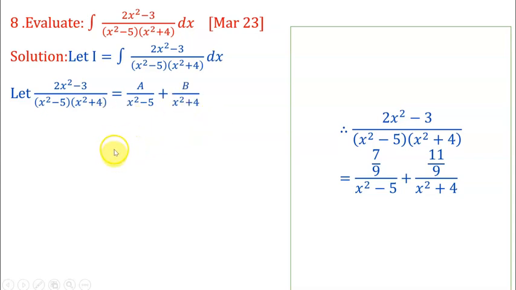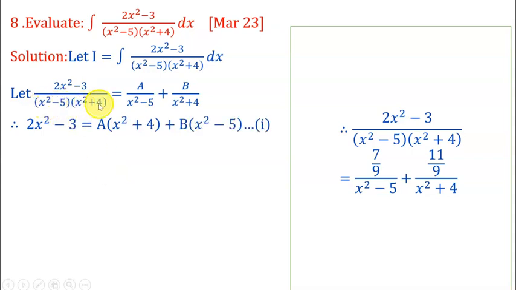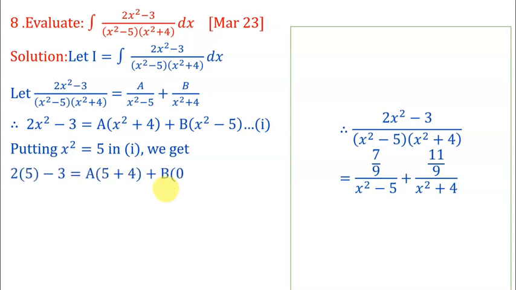By partial fractions, multiplying on both sides by (x² − 5)(x² + 4), you will get 2x² − 3 = A(x² + 4) + B(x² − 5). This is the first equation. Putting x² = 5, you will get your value of A. See this here, B will become 0. 2 into 5 minus 3 is equal to A(5 + 4). Therefore, 7 = 9A, A = 7/9.